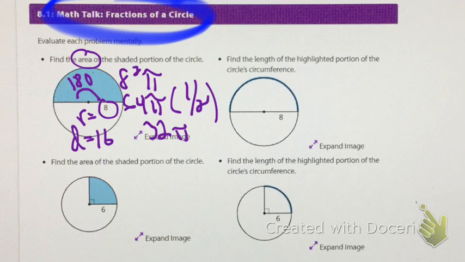You can leave your answers in terms of pi here, for the most part. The only time you're going to go all the way and get rid of pi is if it's a real life problem. Then you can multiply it out. But for now, you don't necessarily need a calculator because we're working with pi a lot.